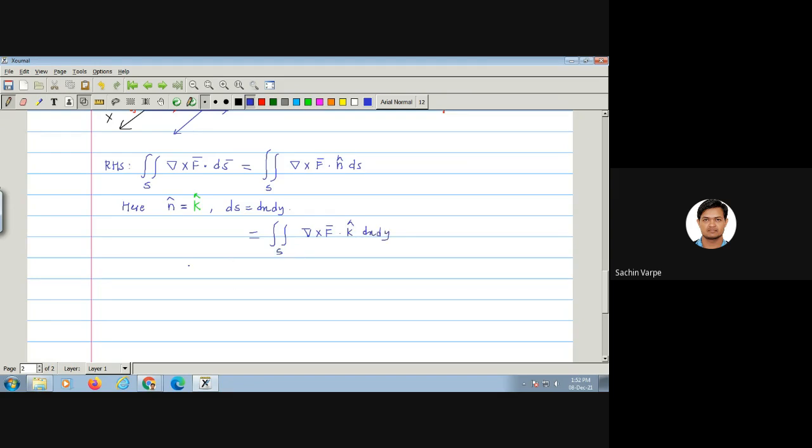Let us now calculate del cross f bar. So what will be del cross f bar? Del cross f bar is the determinant of i, j, k; partial derivative with respect to x, and f1, what is f1 given? F1 is xy square. Then j cap times derivative with respect to y, f2 that is y, and k cap times partial derivative with respect to z, f3 that is z square x.